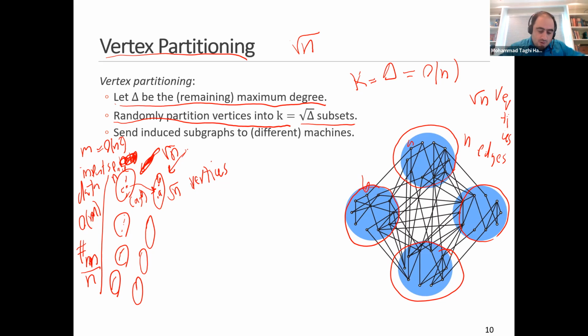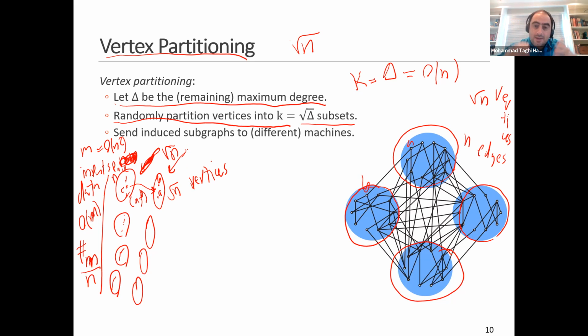Good. And what is the goal? We want to find the maximal matching of the whole graph. So we just partition these vertices into square root of n sets, each of size square root of n. This can be done in a random way. Then each edge, if both endpoints belong to one computer, is sent to that computer to handle it, through this kind of map and reduce.